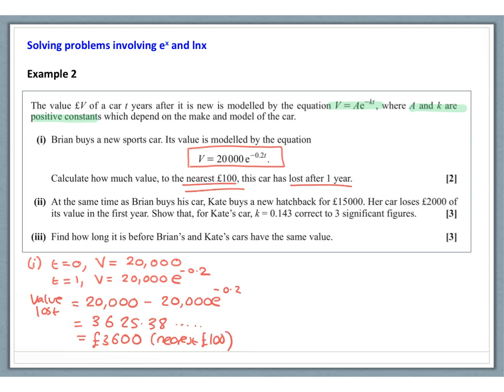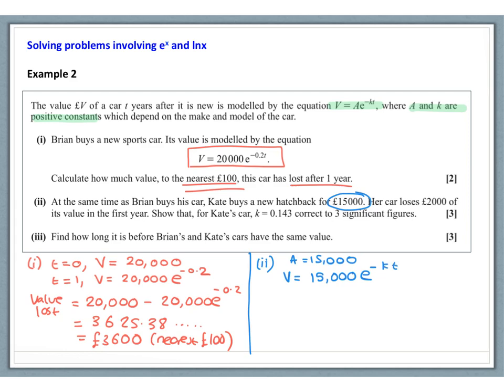Part 2. So Kate buys a new hatchback for £15,000, which of course means that the A value is 15,000 because this is the value of the car when t equals 0. And her car loses £2,000 of its value in the first year. So we know that the equation for Kate is V equals 15,000 e to the negative kt.